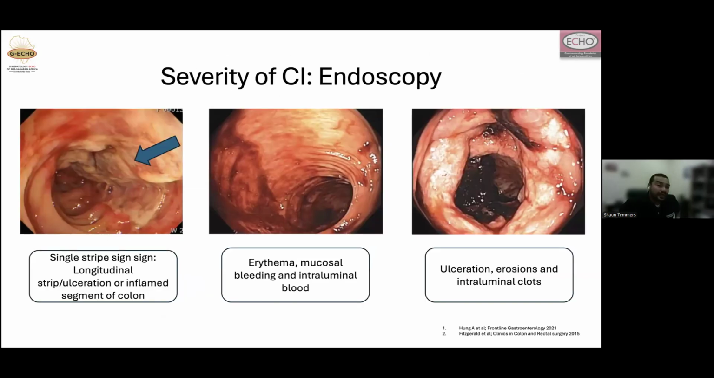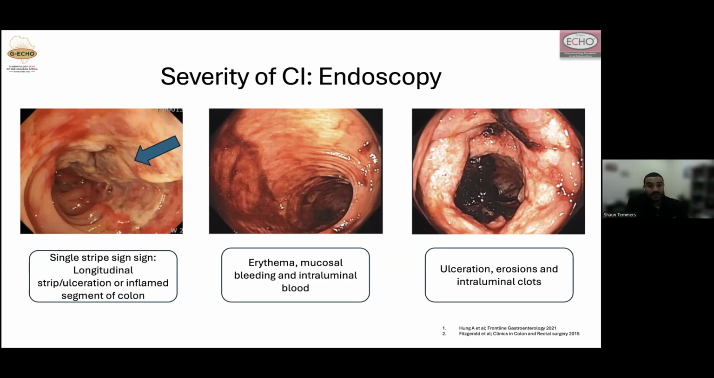Endoscopically, the role there is to go and have a look, but a gentle look. When you do a colonoscopy in these patients, ideally you shouldn't use air insufflation. CO2 insufflation is preferable in these patients, or underwater submersion techniques. A classical feature is the so-called single stripe sign, which is this longitudinal stripe of ulceration or inflamed segment of the colon. Once you've reached that, you don't have to traverse it. You can view it, see what the distal end of it is, and then make your way out of the colon.